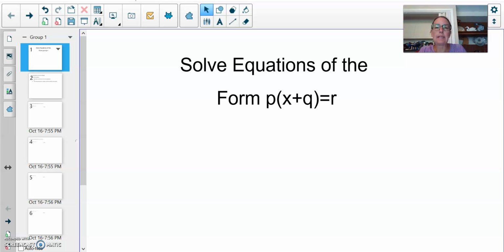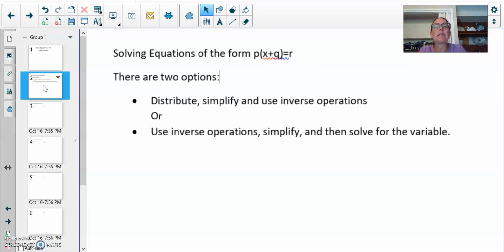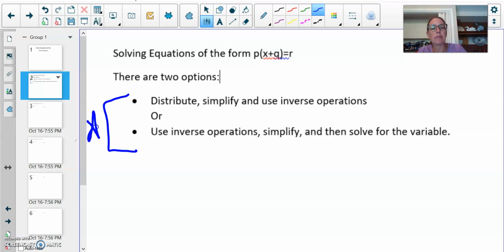Hi everyone, in this video we're going to look at solving equations of the form p times the quantity x plus q equals r. And you actually have two options with these equations. You can either distribute, simplify, and do the reverse of the order of operations with the inverse operations, or you can use inverse operations first, simplify, and then solve for the variable. So I'll show you both methods and you can decide which of these methods is best for you.